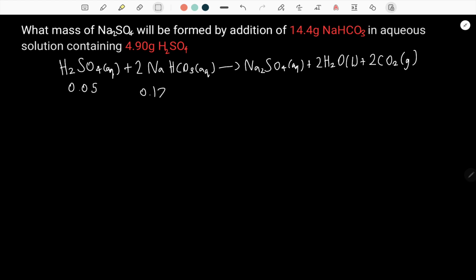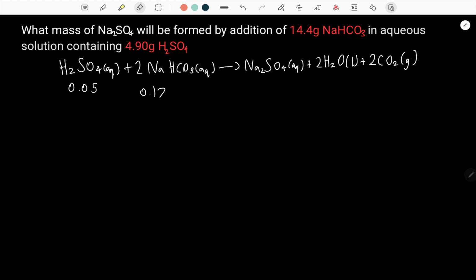The next step is to divide by the coefficient. The coefficient of H2SO4 is just 1, so it stays the same. And 0.17 divided by 2 is 0.085. We know that this is more than that, so H2SO4 is the limiting reactant. Now let's use that to calculate everything.